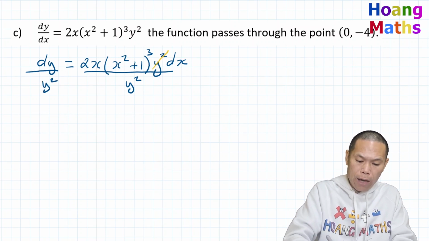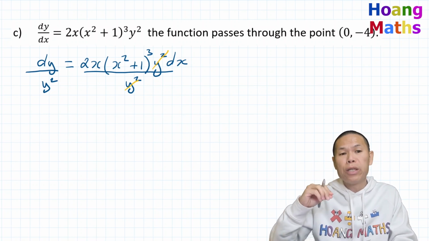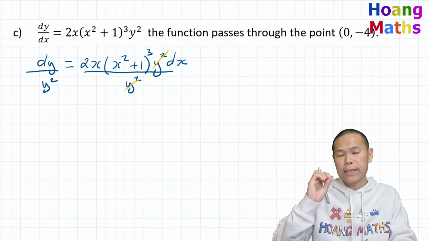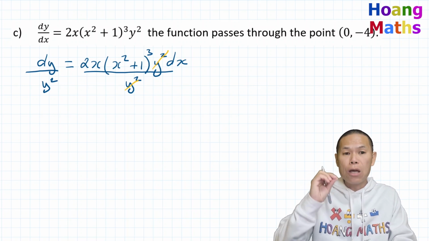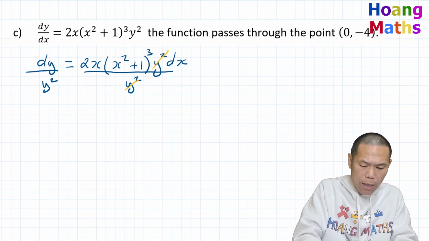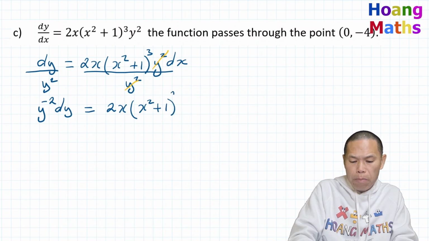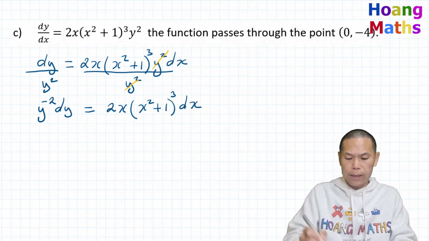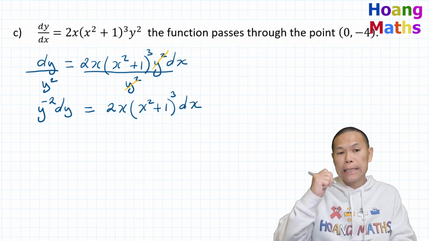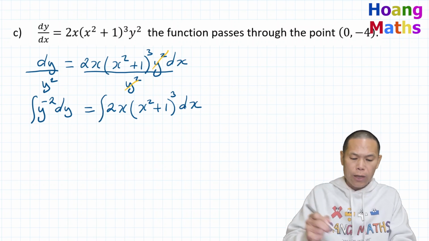So if I divide this by y squared, this cancels out. So don't forget, dy over y squared, I can bring the y squared up, becoming a negative index. That is exactly the same as y power of negative 2 dy. So y power of negative 2 dy is 2x (x squared plus 1) power of 3 dx. So now I just integrate both sides.